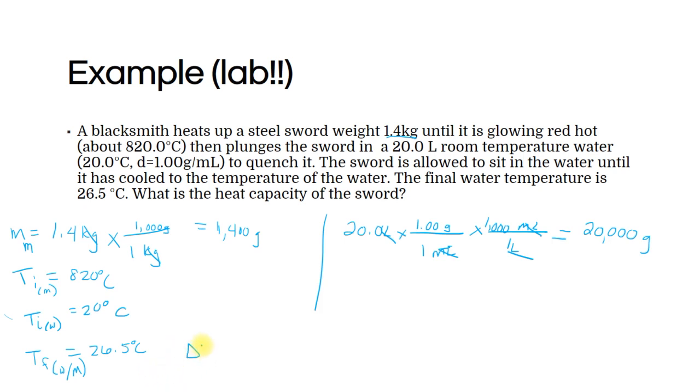So I can calculate a delta T for the metal, let's say, right? It starts at 820 and it ends up at 26.5. So that's going to be final minus initial. So our answer here is negative 793.5. Okay, our temperature change for the water is going to be the final state. These are the same again because the two objects are touching. And the initial state.